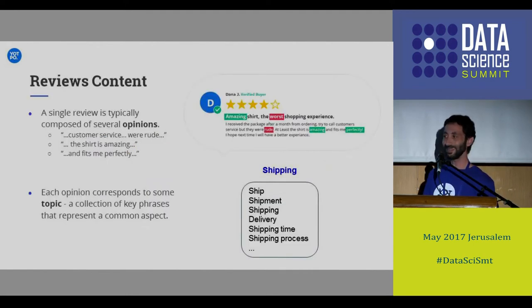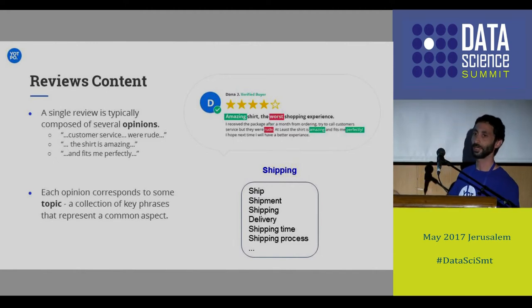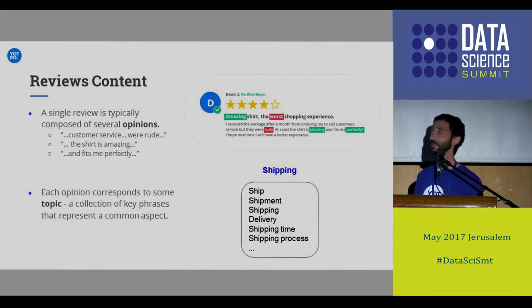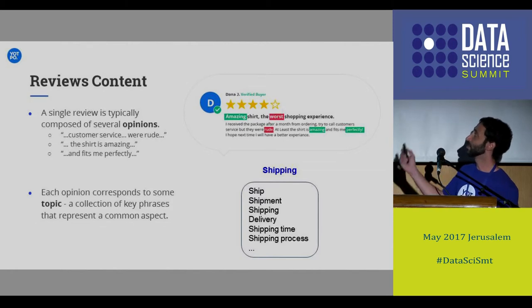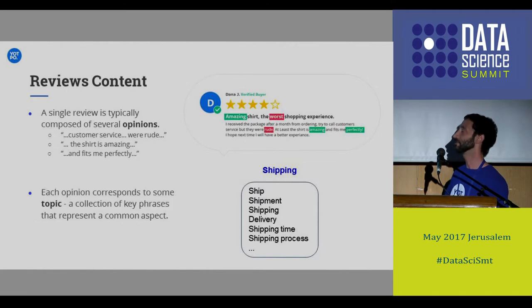So let's establish a perspective on reviews. How should we look at a review? We look at a review as a collection of opinions and topics, like customer service is rude and the shirt is amazing. Each opinion corresponds to a topic, which is in turn a collection of key phrases, like ship, shipment, delivery, shipping time, all are connected to shipping, which will be the representative for this group.